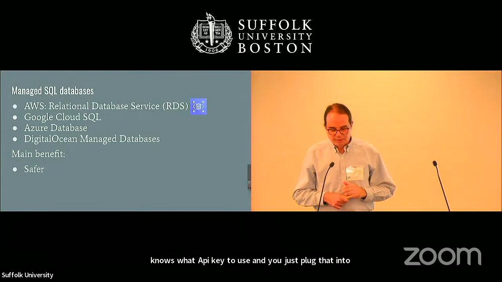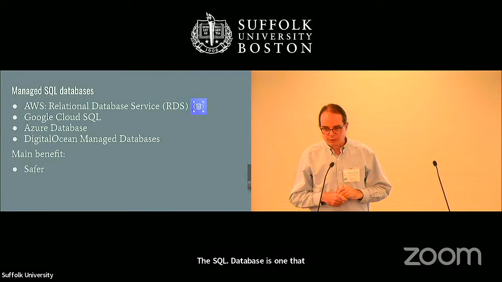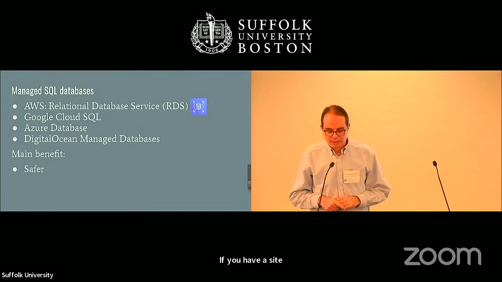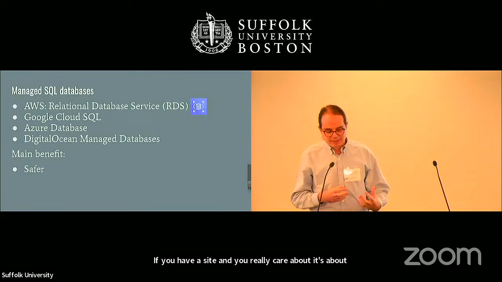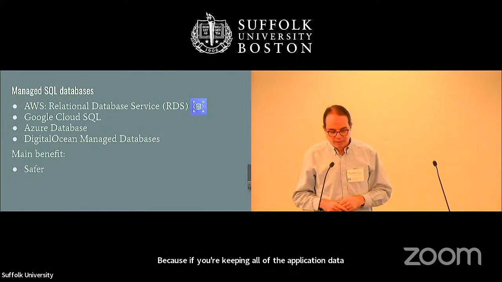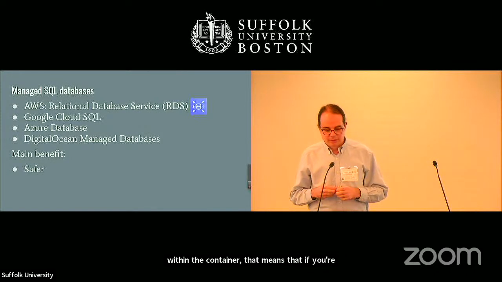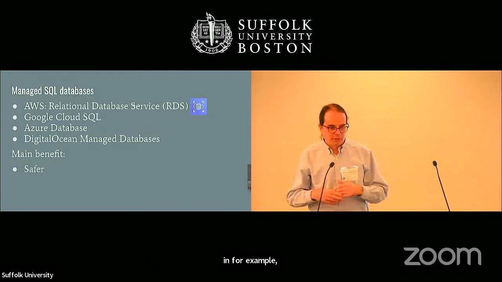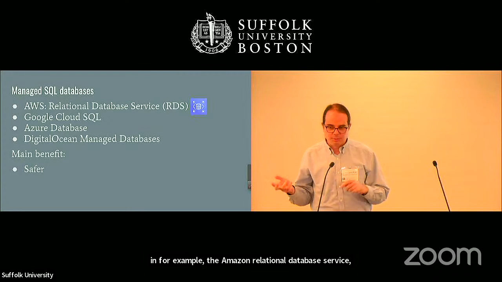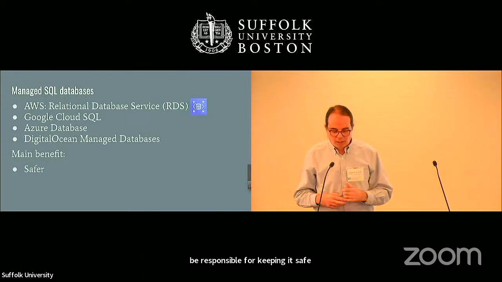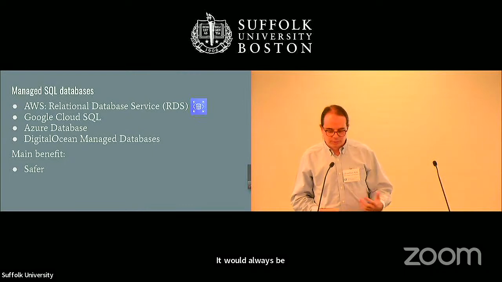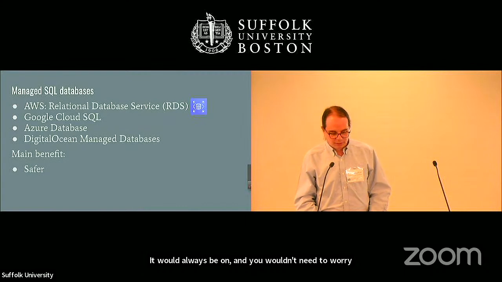The SQL database is one that I would recommend that you explore if you have a site and you really care about keeping the user data that you have. Because if you're keeping all of the application data within the container, that means that if your container were to blow up, your data might blow up. Whereas if you kept your SQL database externally, for example, the Amazon Relational Database Service, then Amazon would be responsible for keeping it safe. They would keep snapshots of it. It would always be on, and you wouldn't need to worry about your container going down. Or if you needed to upgrade your container, would your SQL database upgrade along with it?